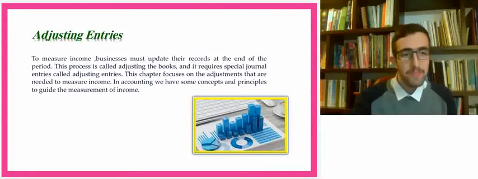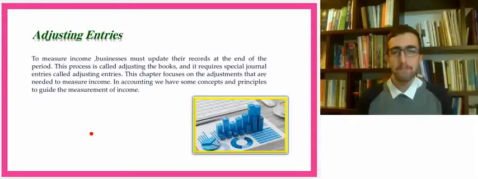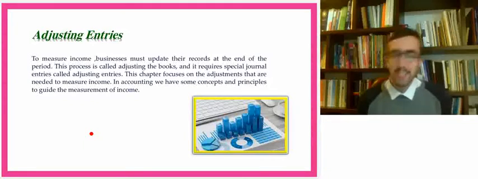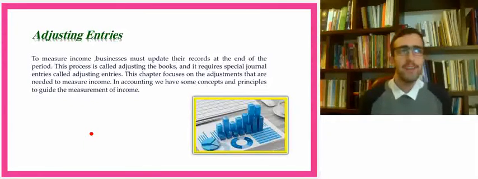On this page, we have adjusting entries. One step in financial statements preparation is a trial balance that we completely talked about in the last chapter, chapter 2. To measure income, businesses must bring up to date their records at the end of the accounting period. This process is called adjusting the books, and it requires special journal entries called adjusting entries. We have nearly 6 journal entries that we will explain in the next pages.